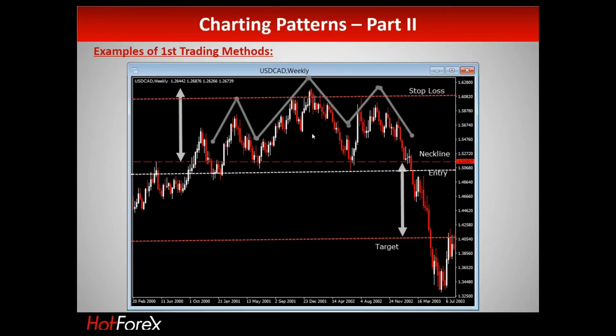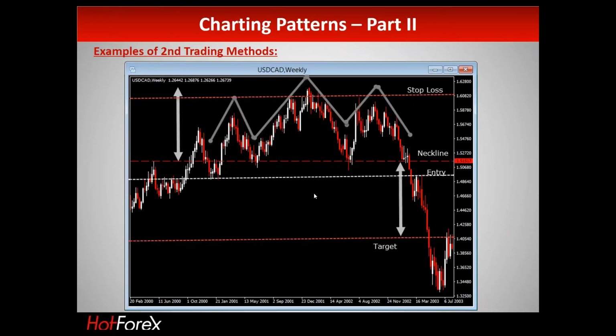So I'm measuring the distance between the neckline and the head, and I set my target at the same distance, but short this time, because this is a bearish signal. The standard head and shoulders is a bearish signal. So I enter short, and I set my target at this area over here.